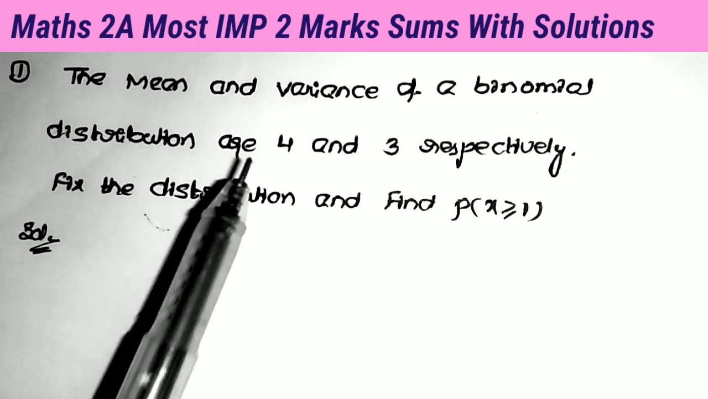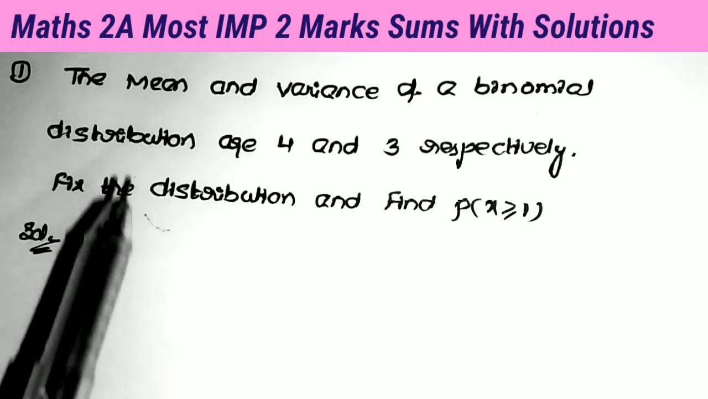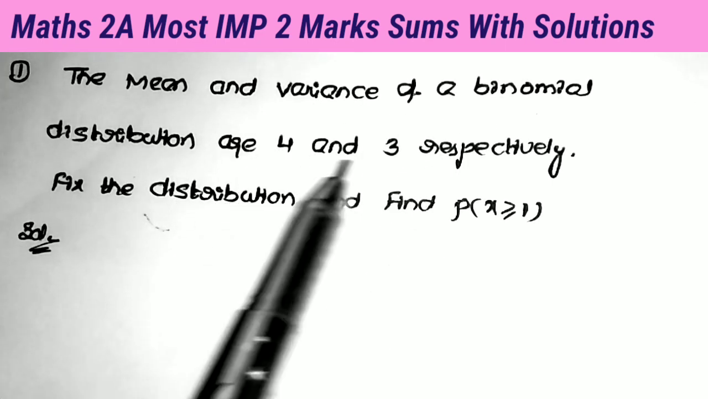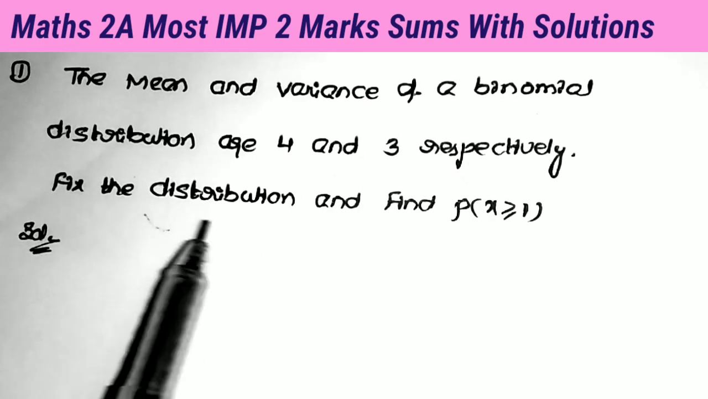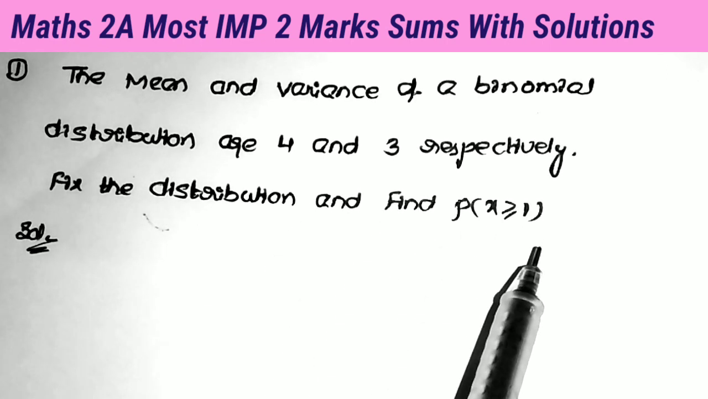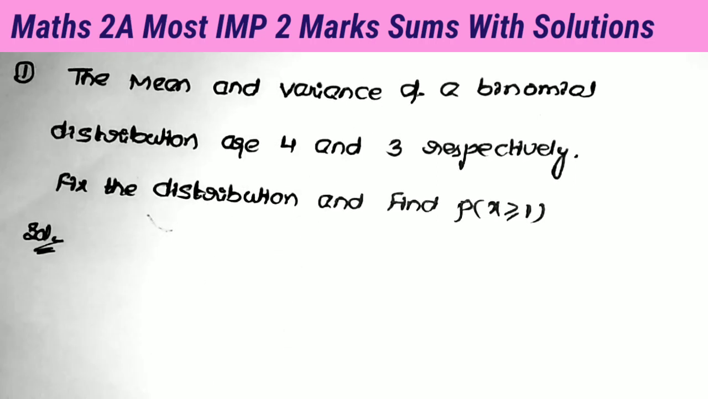So this is a very important question, a number of times repeated question. The question is: the mean and variance of a binomial distribution are 4 and 3 respectively. Then fix the distribution and find P of x greater than or equal to 1. Most important question. So what is given? Mean and variance of the binomial distribution.